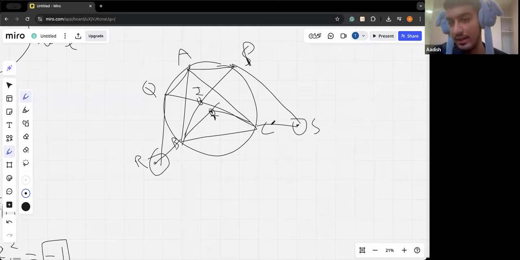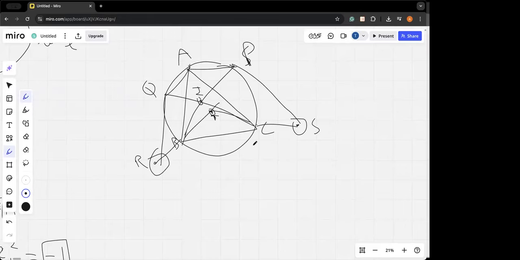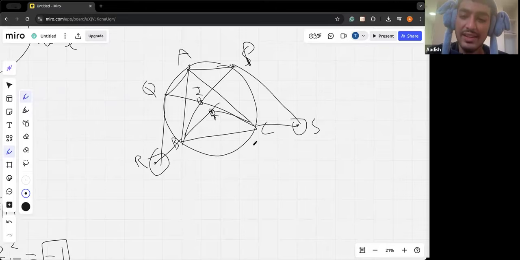Let me just get that here. I mean, okay, I'm not sure, but I think I is the Mikhail point, and there was some spiral similarity thing, right? Yes, you are correct. We are getting there. We are getting there. Yeah.